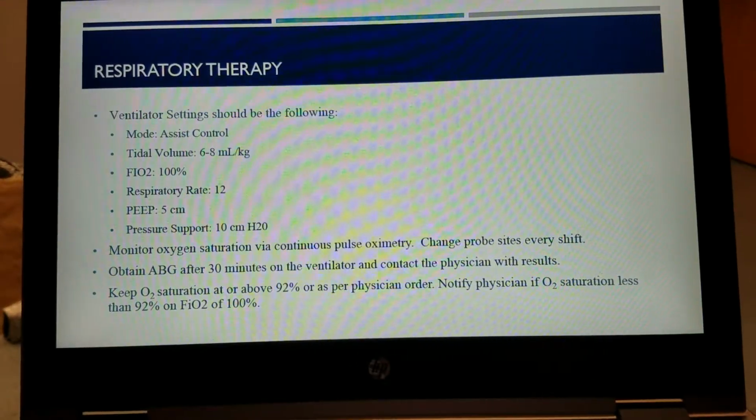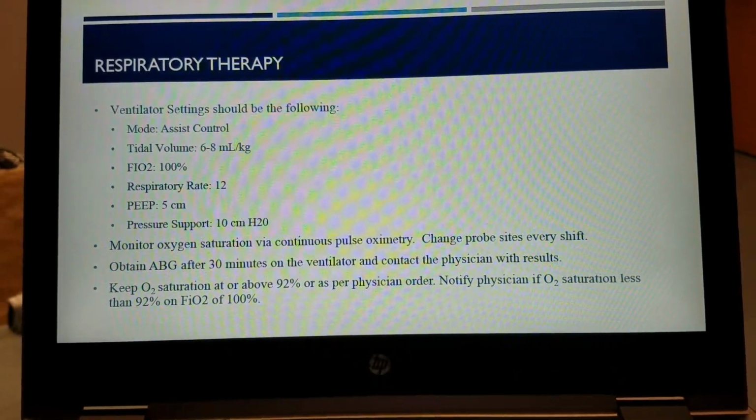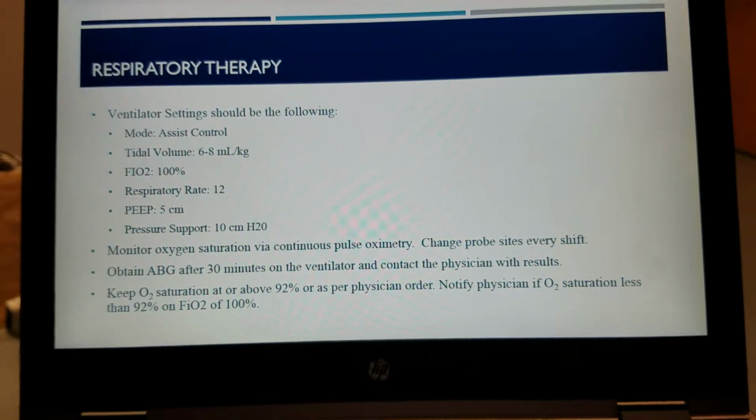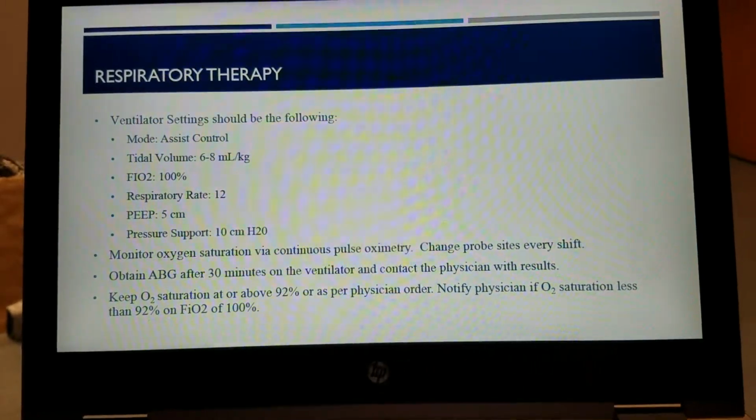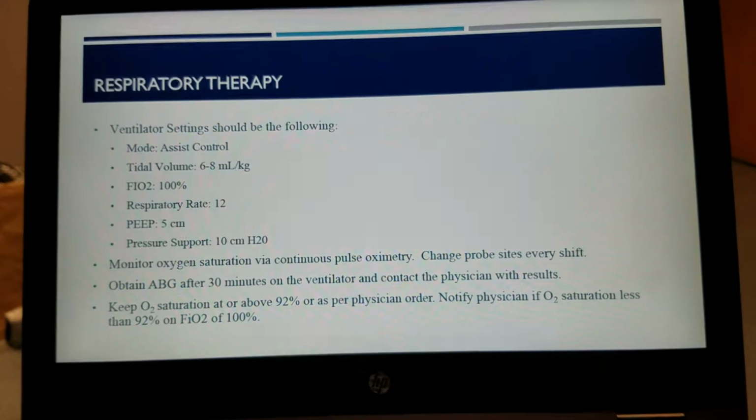Monitor ABGs after 30 minutes on the vent and contact the physician with results. Keep the O2 sat at or above 92% or as per physician order. Notify physician if O2 sat is less than 92% on FiO2 of 100%.